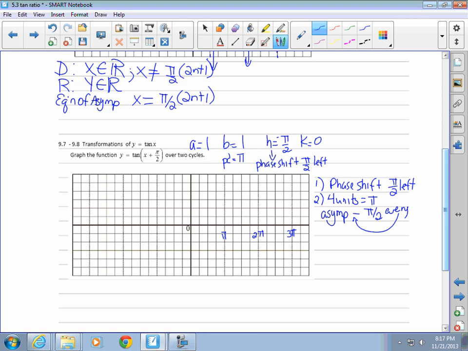Now I need to do my phase shift. A phase shift of pi over 2 means that instead of starting here at the 0, this is going to be my new starting point right there.